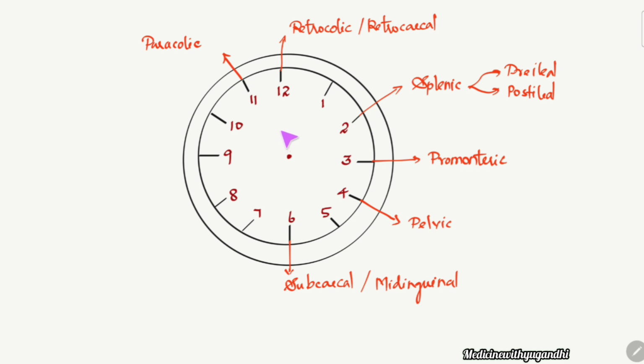Once again I am repeating. The 12 o'clock position is called retrocolic or retrocecal. Then the 2 o'clock position is called splenic position, or pre-ileal and post-ileal with respect to the position of the appendix in regard to the ileum. Then 3 o'clock position or promontoric position. Then 4 o'clock position or pelvic position. Then 6 o'clock position or subcecal or midinguinal position. Then of course 11 o'clock position or paracolic position.